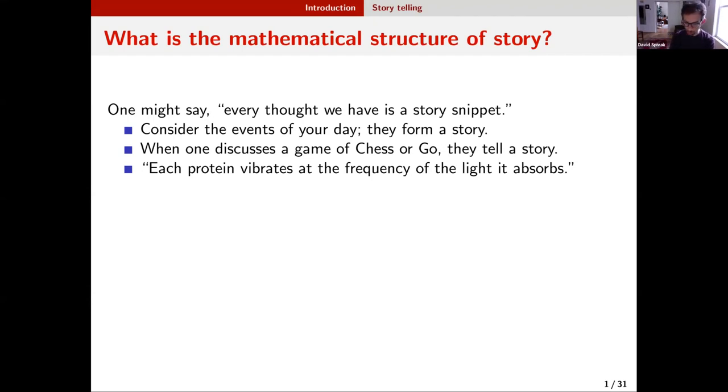And scientific facts, like every protein apparently vibrates at the frequency of the light it absorbs, and you can use that to study the vibrational patterns of proteins, which tells you about how they interact with other proteins. And somehow this one reminds me of a talk. Maybe you'll vibrate with this talk at the frequency that you can. Anyway, how information moves through stories is really interesting to me.